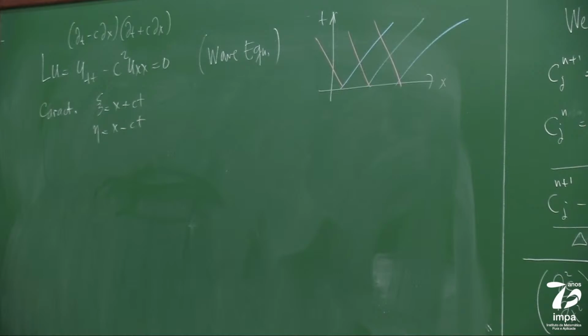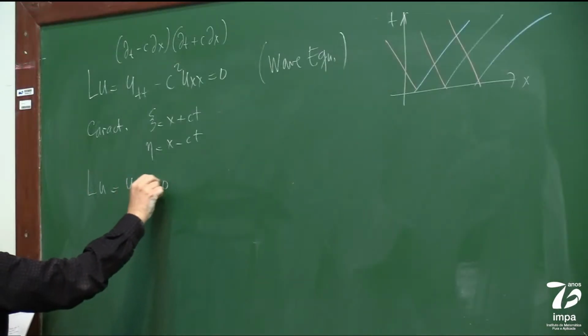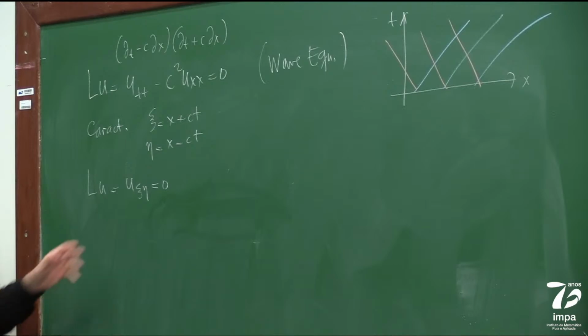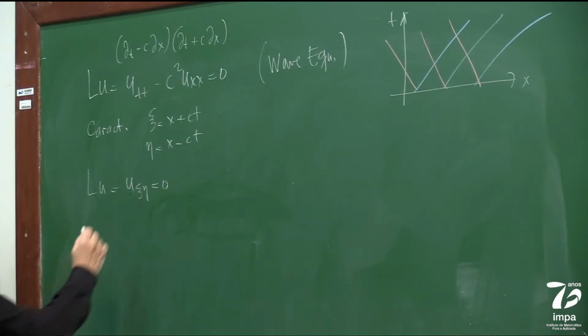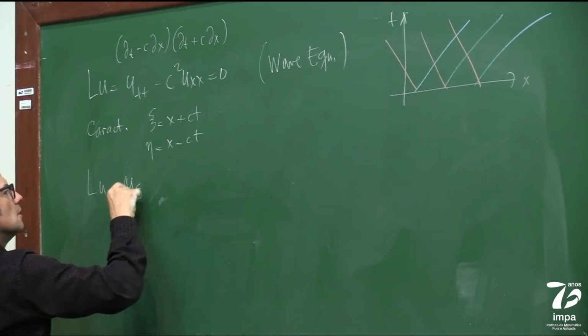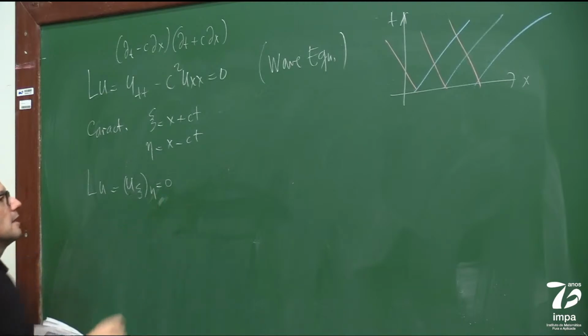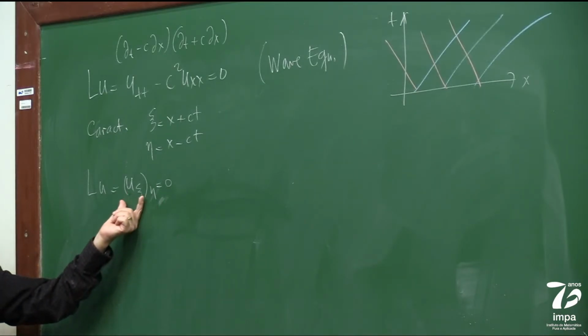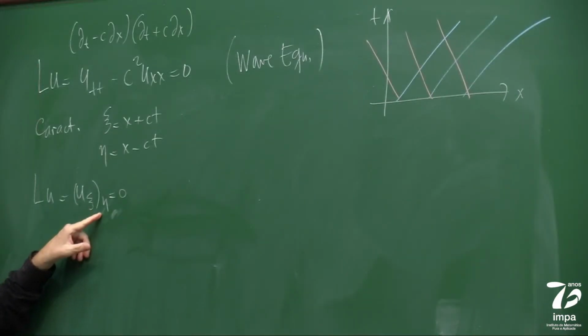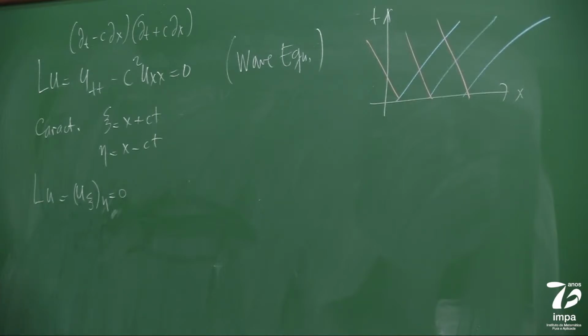Okay, and LU can be rewritten as this, which is in the coordinate systems of the characteristics, okay? It looks like an ODE. Why does it look like an ODE? Because I can write it like this. So at first, this I call V. It's an ODE in eta. I integrate, get a constant of integration.